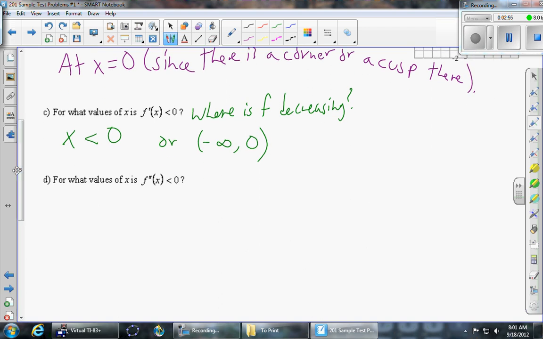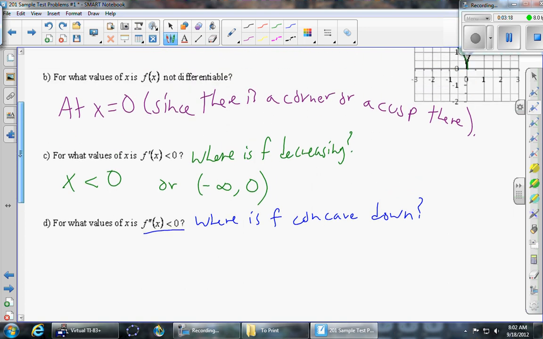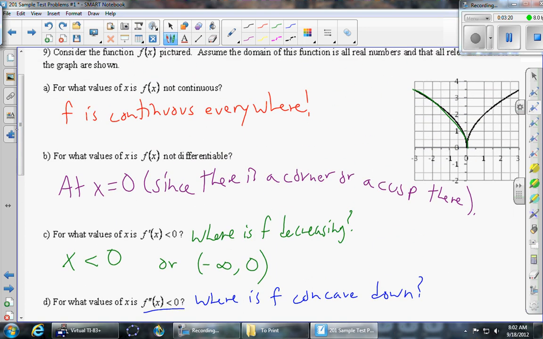Okay, and then finally part D, for what values of x is f double prime of x less than 0? So before I look at the picture, I'll translate this again. So f double prime has to do with concavity. This question is really saying, where is f concave down? F double prime less than 0 means f is concave down. So where is this picture? Where is this function concave down? So it sure feels to me like it's concave down everywhere.